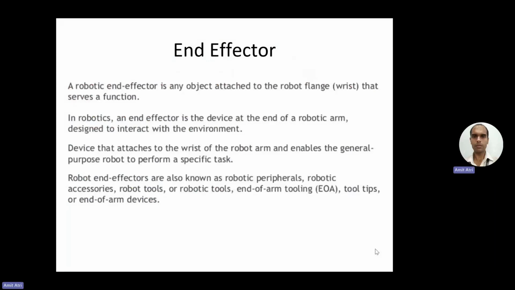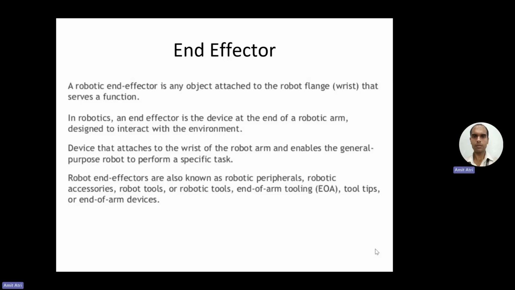Okay, today we will discuss end effectors. An end effector in a robot is any object attached to the robot flange, that is the wrist. Something similar to that of a human being. The fingers in our human arm are an example of an end effector. So it serves a function.